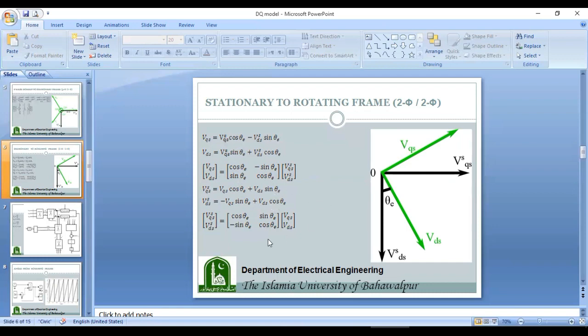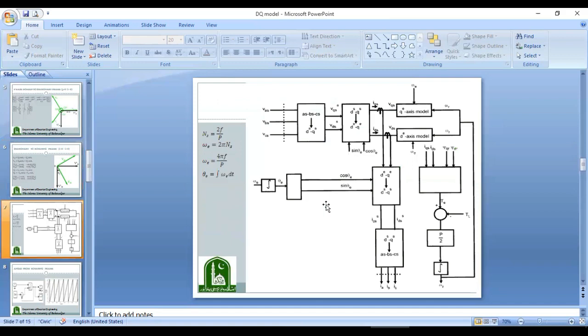So this idea will also be used when we build the DQ model of the induction motor in the coming slides. So the DQ model of the induction motor actually starts from transforming the phase domain voltages to the modal domain in the stationary frame, and then the transformation of stationary frame quantities to the rotating frame quantities. And after that, we will calculate the stator currents for the two axes, and those currents will be transformed from the rotating frame to the stationary frame, and then these stationary frame currents will be transformed to the three phase currents, and these three phase currents will be calculated as a result of this DQ model, which I will show you in the coming slides.